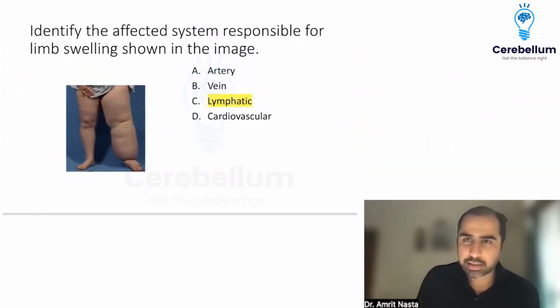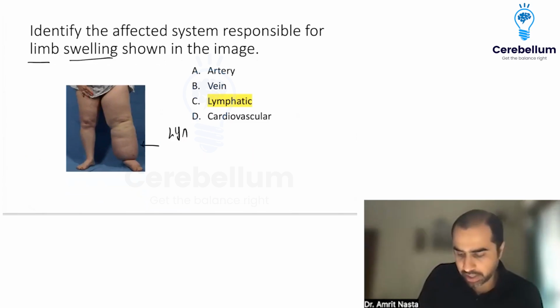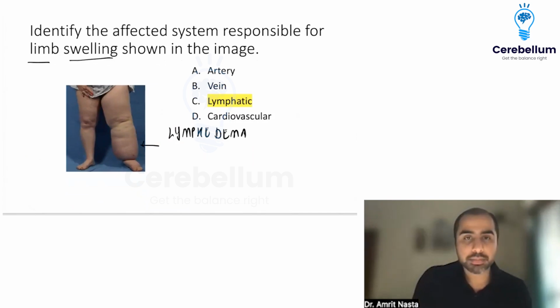Okay, we didn't discuss this topic, so we will discuss it a little bit. What system is responsible for the limb swelling that you see here? This is going to be lymphedema. Why is it lymphedema? Why is it not cardiac edema? Banana looks black, yes, banana will look black. Absolutely, you are right. Why is it lymphedema?